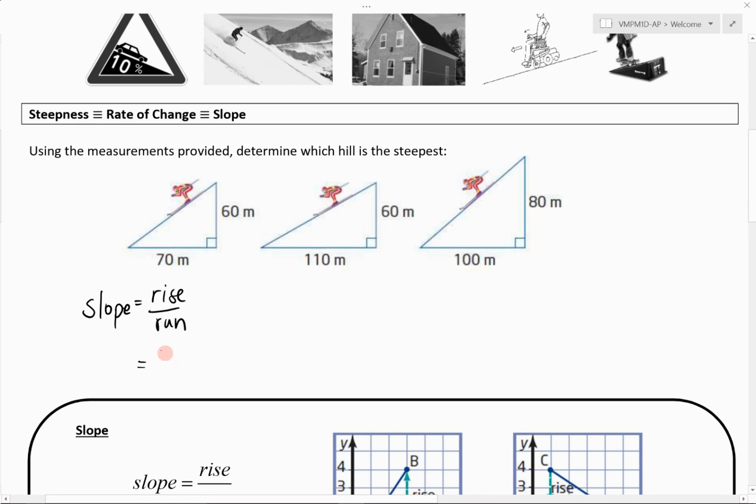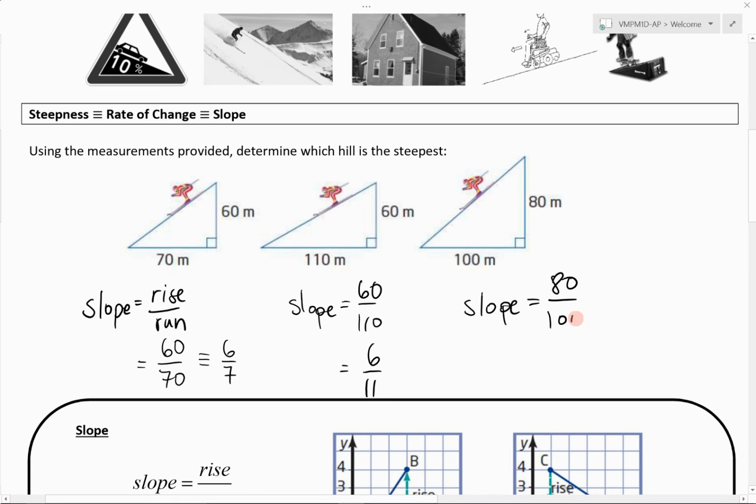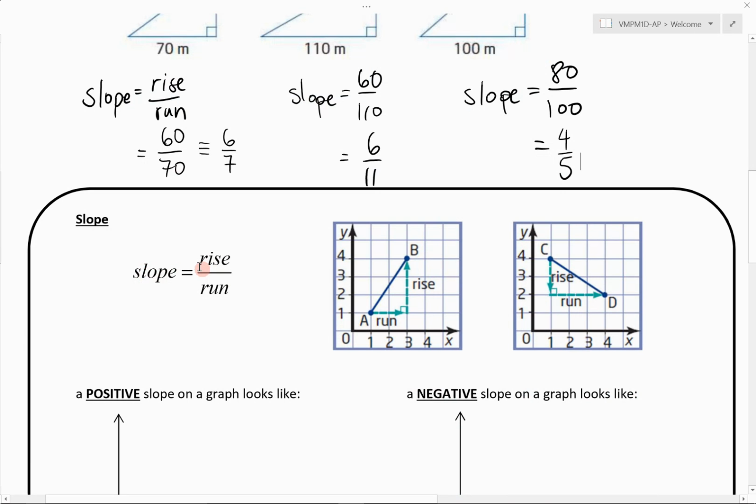Here the rise is 60, and the run is 70, and that's my slope, 60 over 70, which is equivalent to 6 over 7 in lowest terms. For this one, slope is 60 over 110, and that is, in lowest terms, 6 over 11. And for this one, slope is 80 over 100, or in lowest terms, 4 over 5. It's always dividing the rise by your run. And here's that formula summarized. Slope equals rise over run.